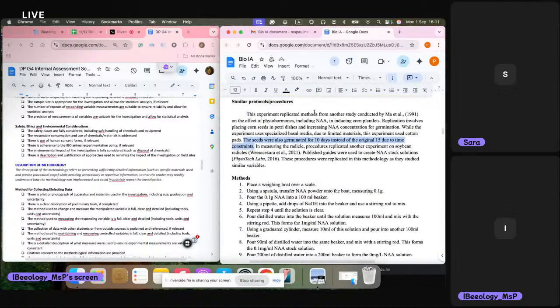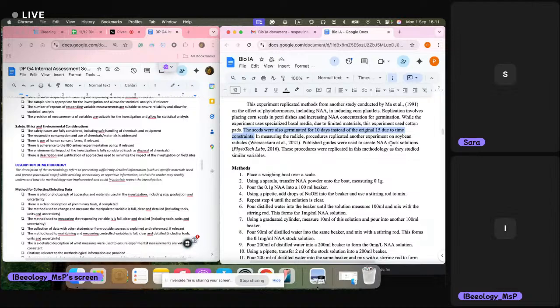Again, just give us a compelling reason why it is shortened, not just because I'm running out of time. There must be a reason. The thing is, you had data, so meaning it is still valid. Let's check. In measuring the radical, procedures replicated another experiment on soybean. Published guides were used to create NAA stock solutions. These procedures were replicated in the methodology that studied similar variables.